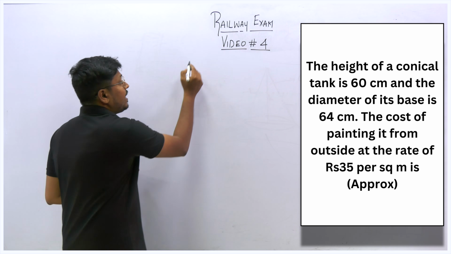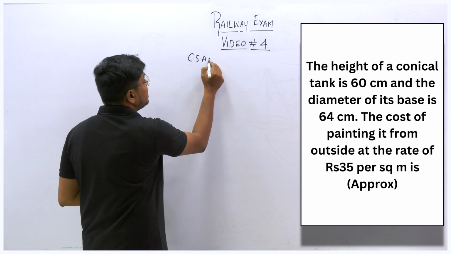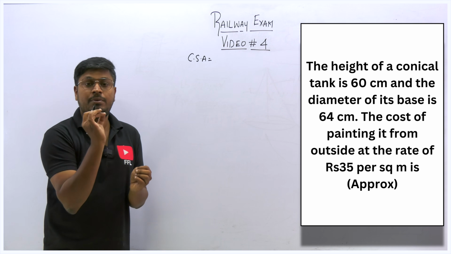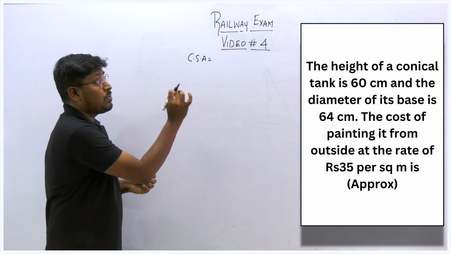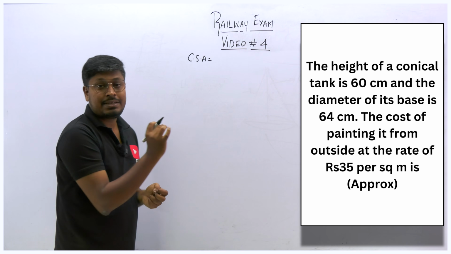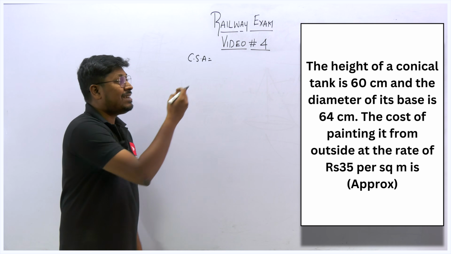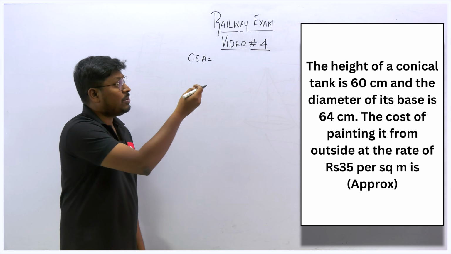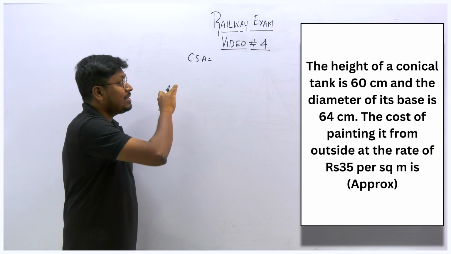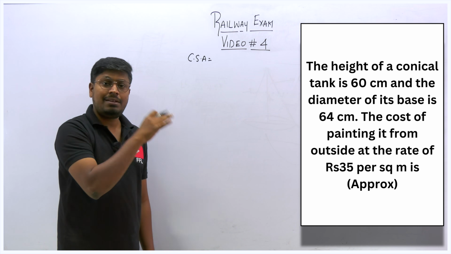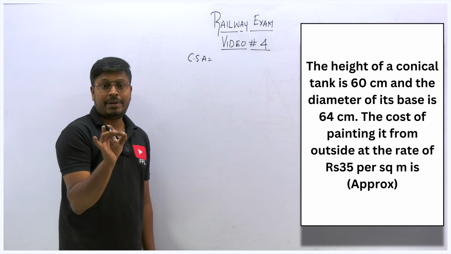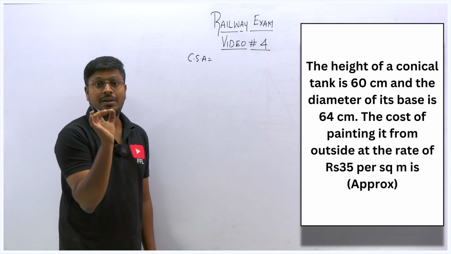So our target is to first find the total curved surface area of the conical tank. After finding the area, we have to multiply by 35, because the cost is per square meter, right? But they have given the painting cost in terms of meter, while the radius, the diameter and the height are all given in centimeter. So first let me convert the centimeter into meter, and then we can solve the question, or else at the final stage you can convert it. But remember one thing, for 1 square meter the cost is 35.